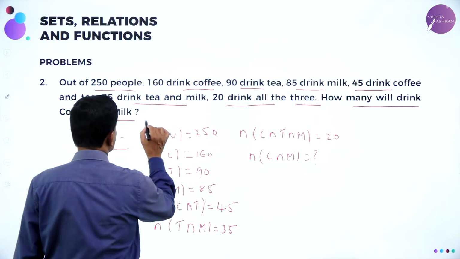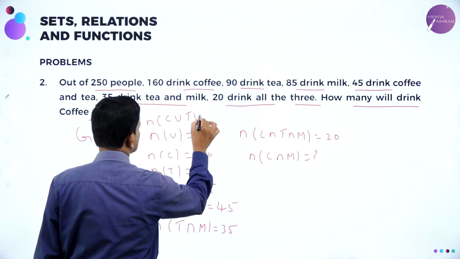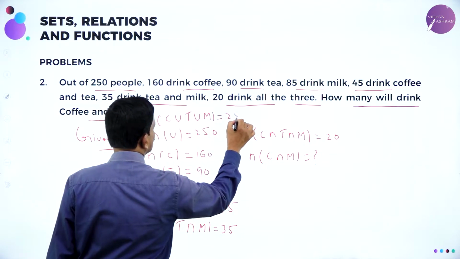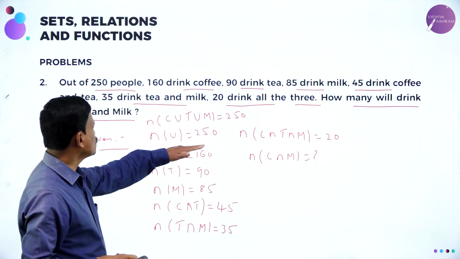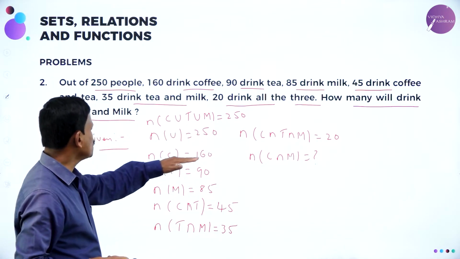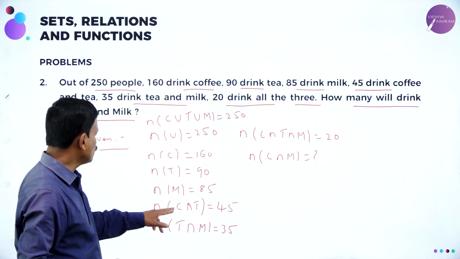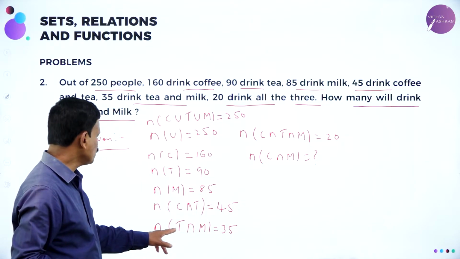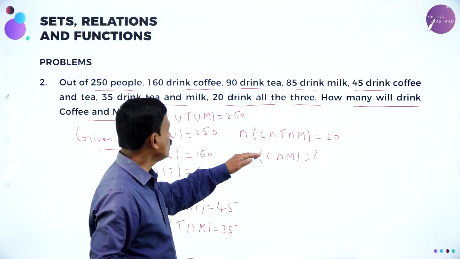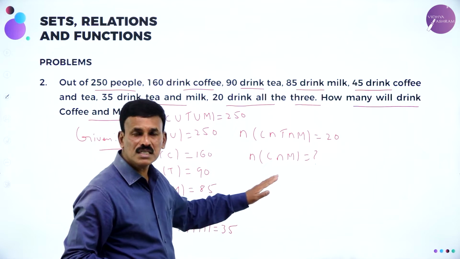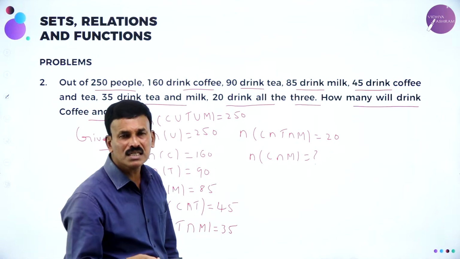N of U, the number of people who take coffee, tea or milk, is denoted as N of C union T union M. So N of U is 250. N of C is 160, N of T is 90, N of M is 85. The number of people who take coffee and tea is 45, tea and milk is 35, and all of coffee, tea and milk is 20. What is required is the number of people who take coffee and milk, C intersection M. Same as the previous problem.